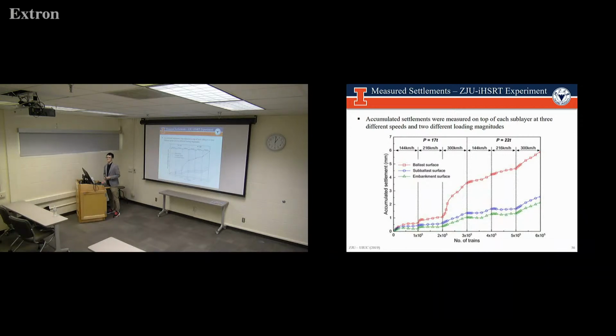Could you elaborate a little bit more on the modeling of the DEM? As in, is every particle a point unit, a damper spring unit, or how is that modeled? Yes, so the interaction between particles are modeled as damper springs. I can go back to the slides.